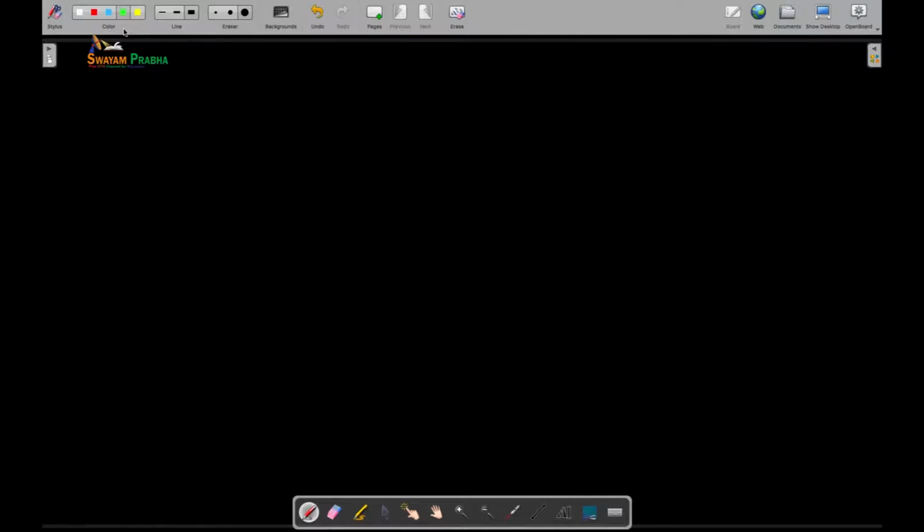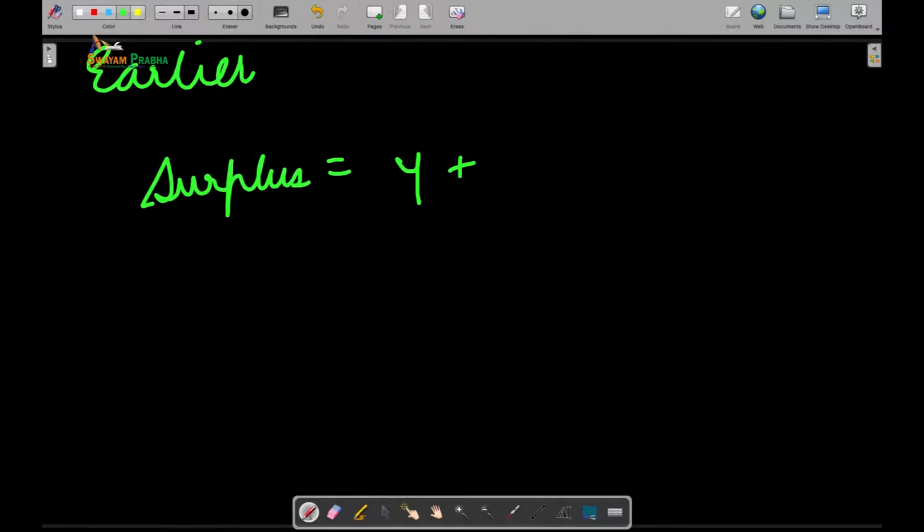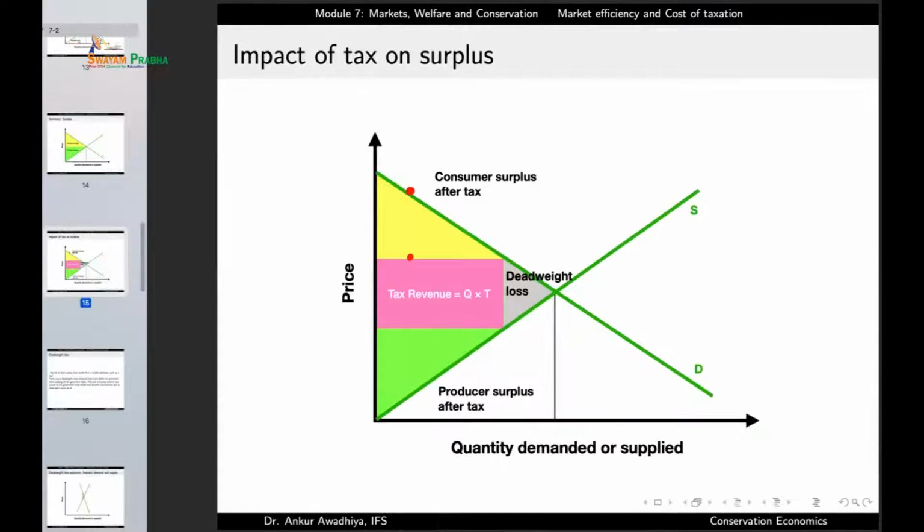So what is happening now is that earlier the surplus was this whole big triangle, which you can say is yellow plus pink plus green plus gray area. Yellow, pink, green, and the gray area. So that was the earlier total surplus. Now we have a consumer surplus which is yellow, the government surplus or the tax revenue which is pink, and the producer surplus which is green.